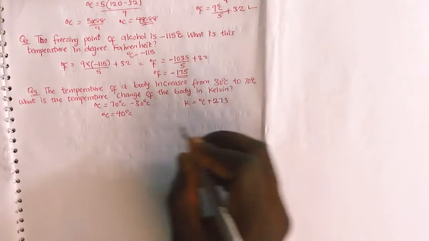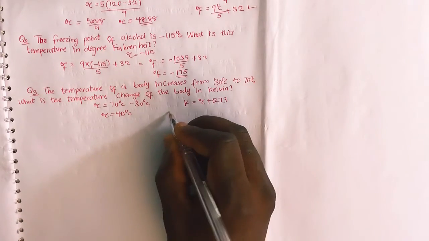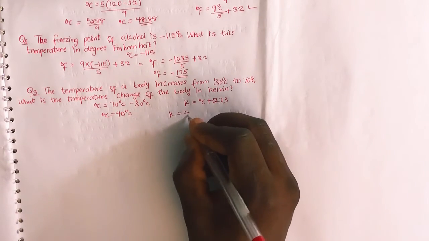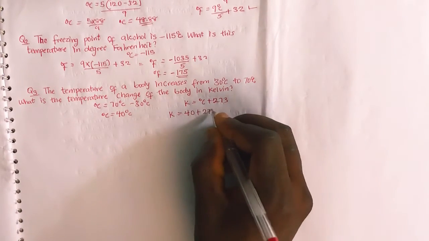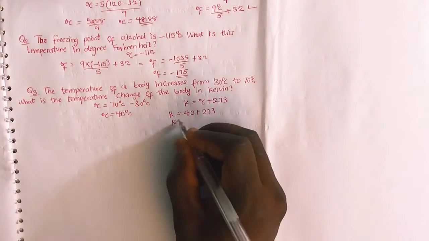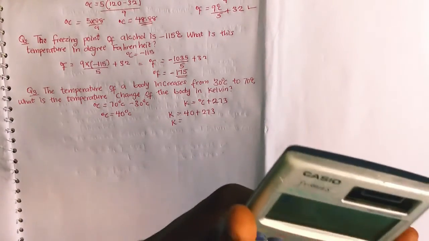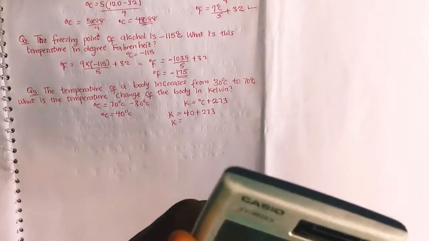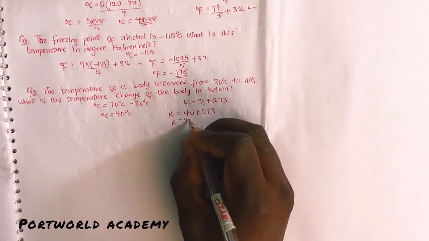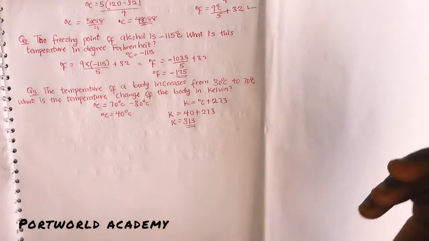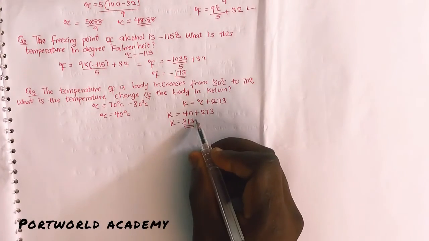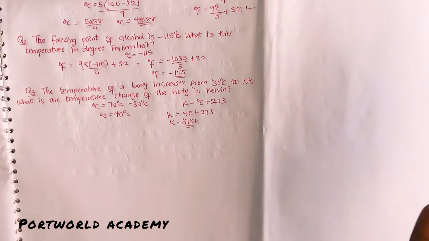Let's substitute the value here. So you have Kelvin equals 40 plus 273. It's very simple. Then our Kelvin in this case is 40 plus 273, that's actually 313. So you have 313 here. So that's just it. This is 313 Kelvin. You can go ahead and convert it back to degree Celsius. It's up to you.